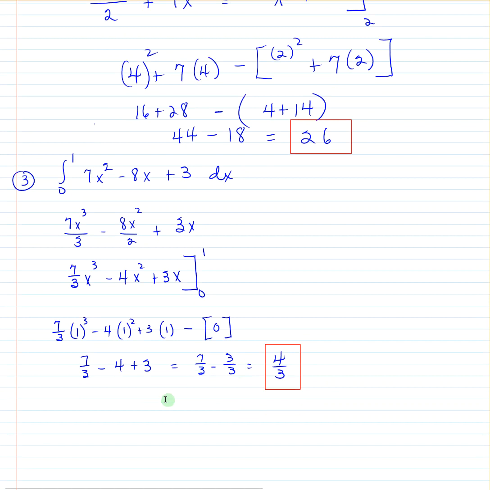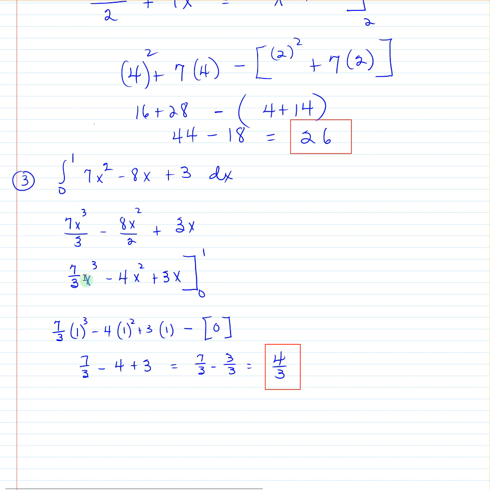All right, let's look at number 3. Integral from 0 to 1, 7x squared minus 8x plus 3 dx. 7x cubed over 3 minus 8x squared over 2. Remember, that goes up by 1, and then you divide by that number. Plus, constant always becomes the x. So we've got this. We're going to evaluate that from 0 to 1.